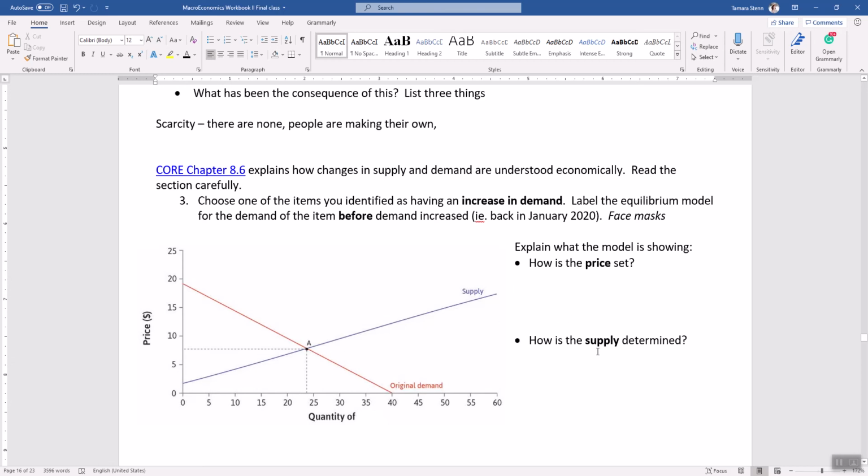But how is the supply determined? Okay, so the supply is determined by the demand of the people, right? So if I'm looking at face masks, it would be the demand from users, right? So woodworkers, people working in doctors' offices, people that need protection, right? And I used to have a pretty predictable market, and I would know how many masks I'd need to make a year and how I would be selling them.